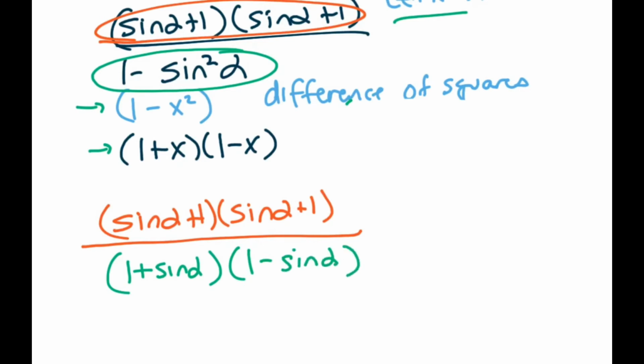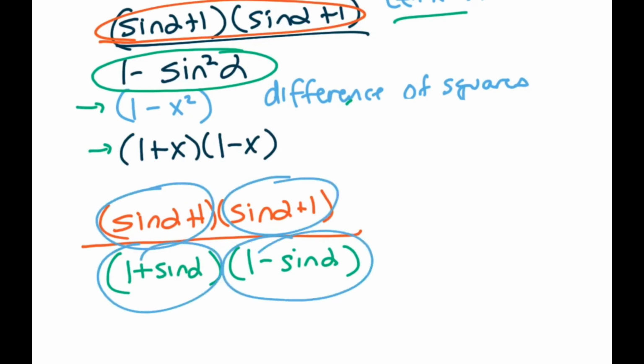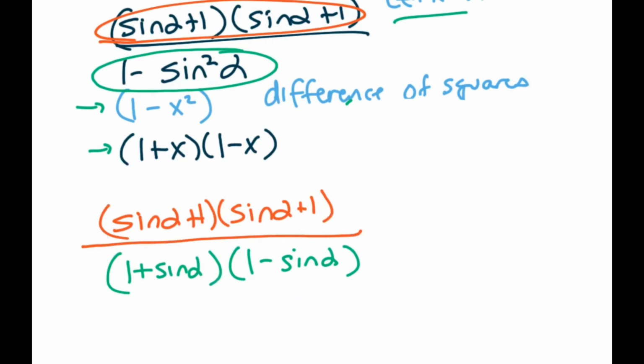Now, what can you do? We're looking at about 1, 2, 3, 4 factors. So what can you do with factors? You can cancel like factors. Sine alpha plus 1 is exactly the same as 1 plus sine alpha. Those can cancel. What are you left with? You're left with, on this top one, the commutative property of addition.